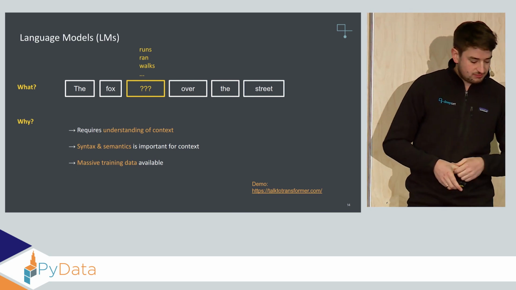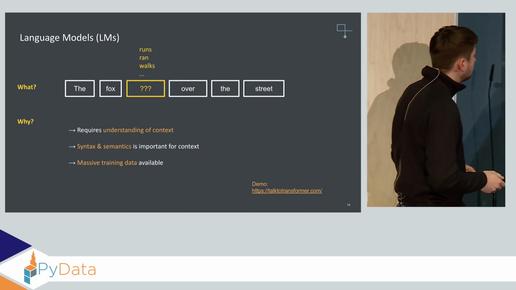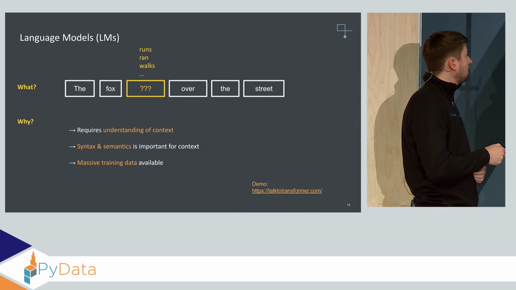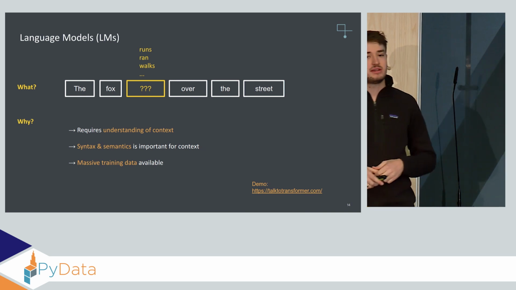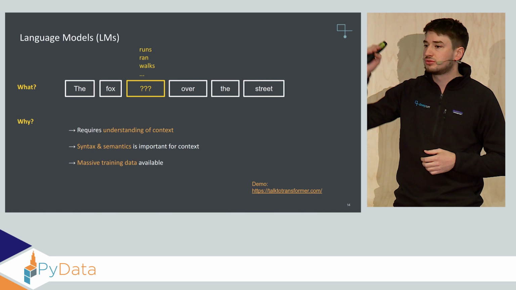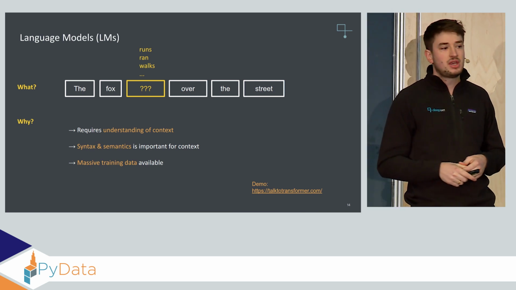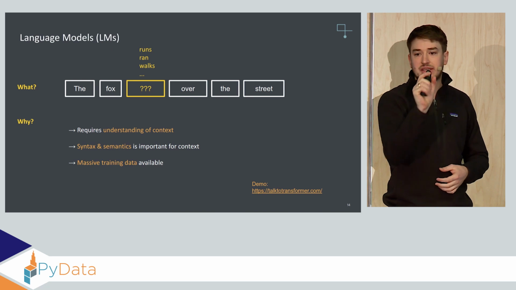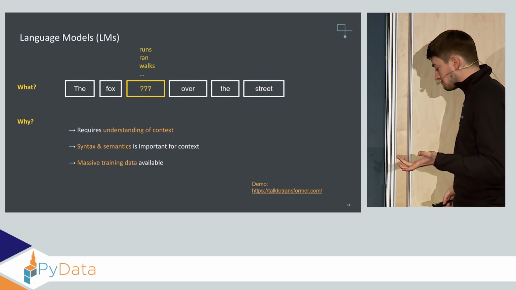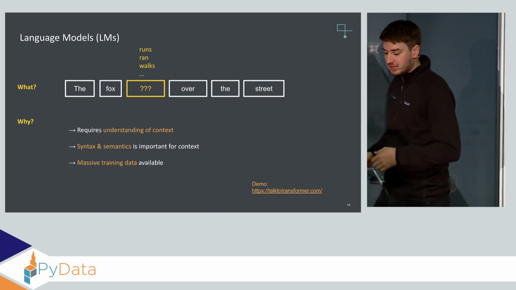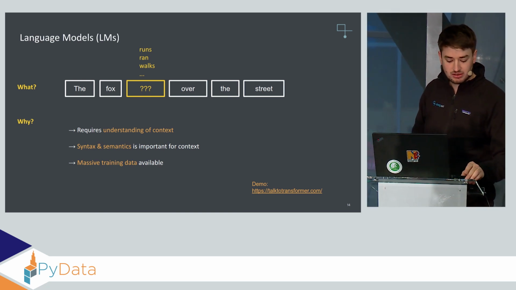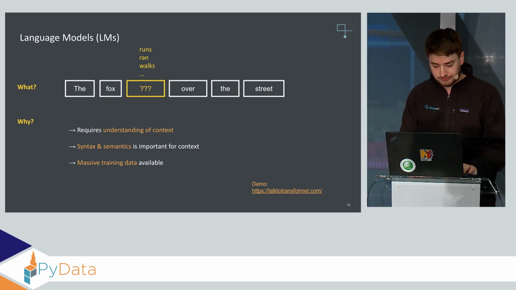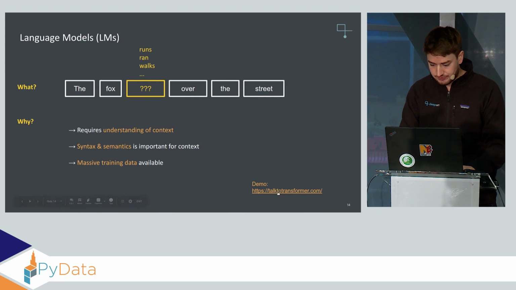The last reason why it's powerful and why it's so heavily used is that it's very cheap to create training data. You don't need any humans to annotate your examples. You can just feed in any text and automatically create examples by blanking out words. So that's super powerful. I think in every model out there it's currently used. So let's have a quick look at some demo.